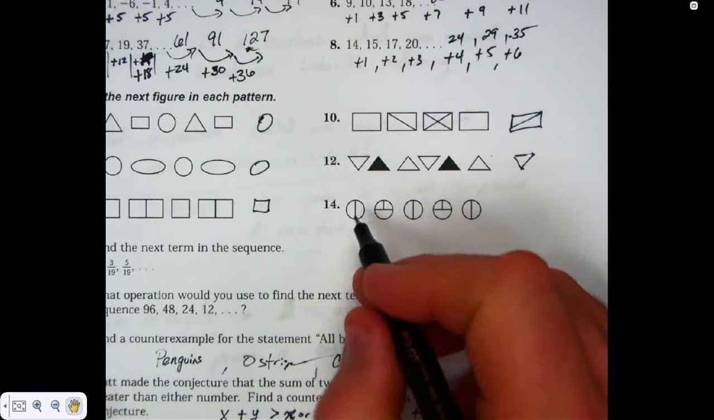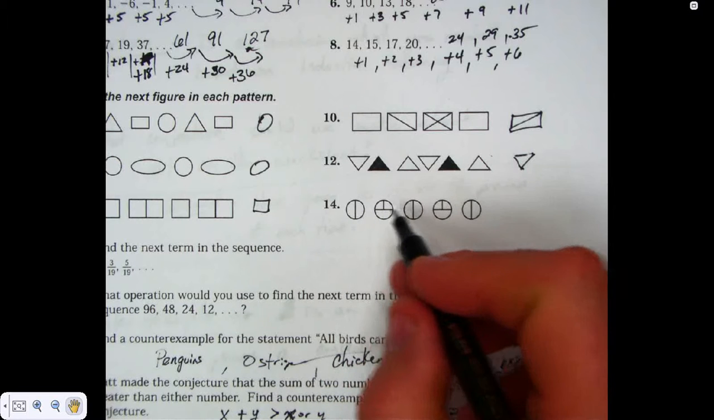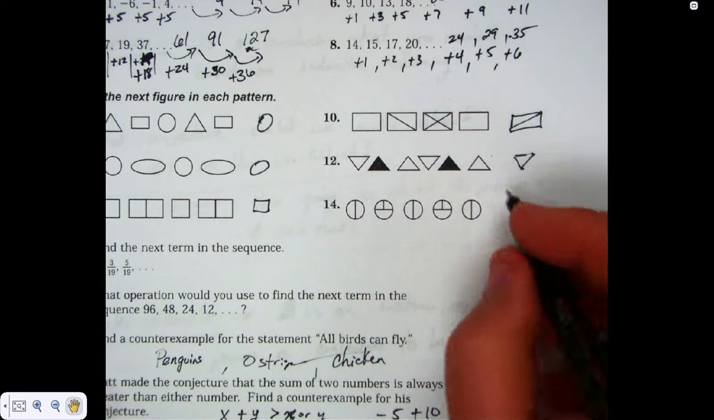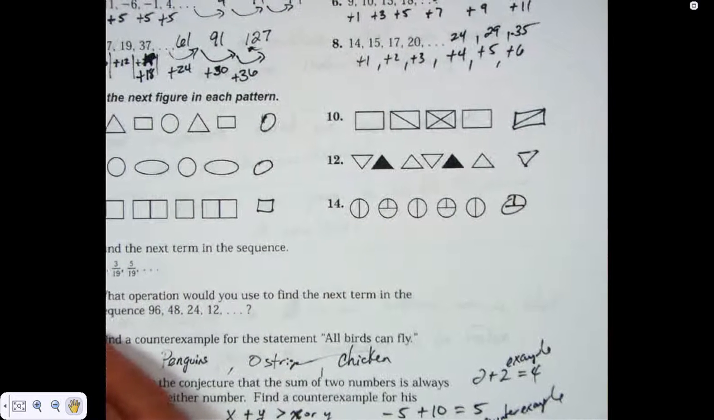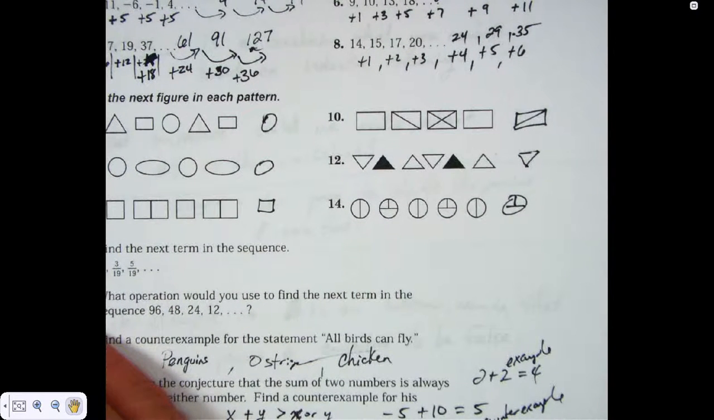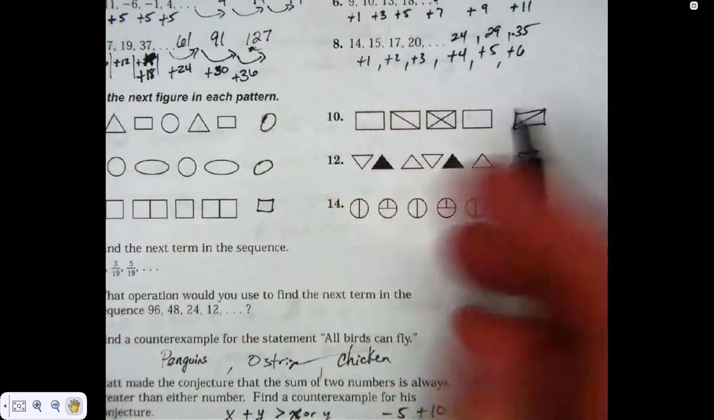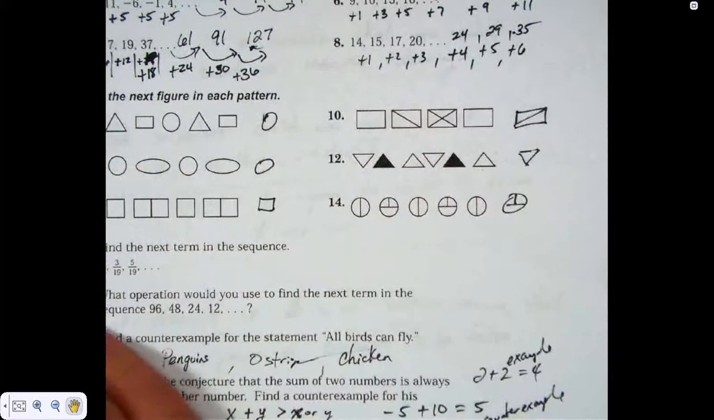Circle with a slash, circle with an upside down T, slash, upside down T, slash. And just because I say upside down T doesn't mean you can't label it in your mind a different way, does it? You can just see the difference. So what we're doing here is comparing the difference between each one.